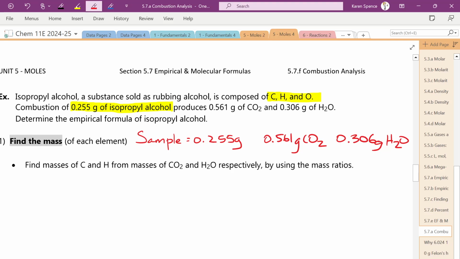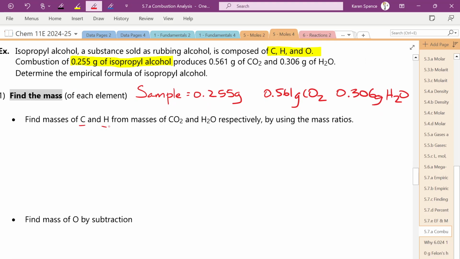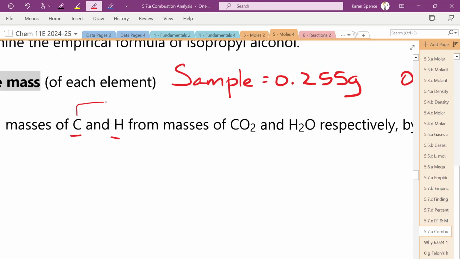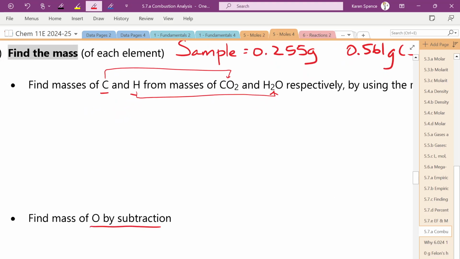Would you guys be able to find the masses of carbon and hydrogen from our grams of CO2 and our grams of H2O? Would you like to try that? Okay. So we're going to find carbon and hydrogen. We'll find carbon from the CO2 and we'll find hydrogen from the H2O. Once you have found carbon and hydrogen, then you can find oxygen by subtraction. Okay, so give that a go.